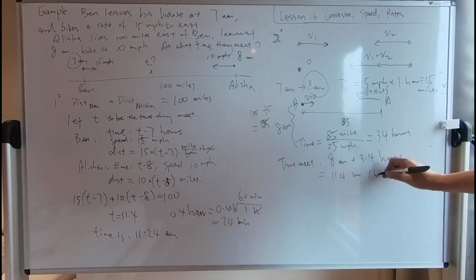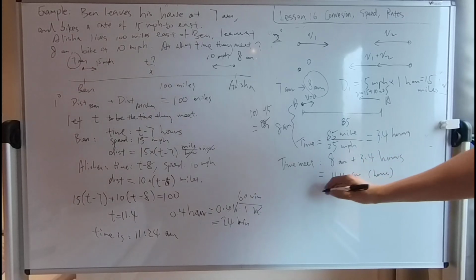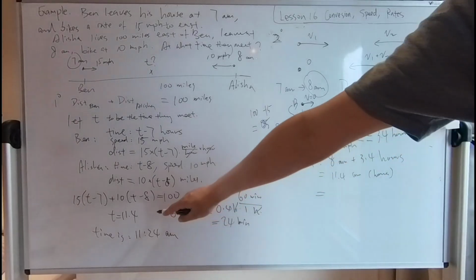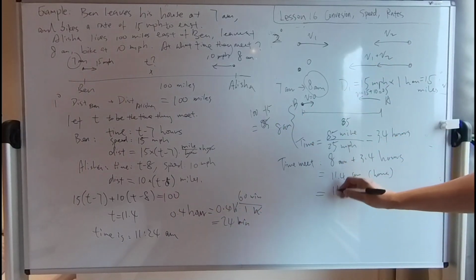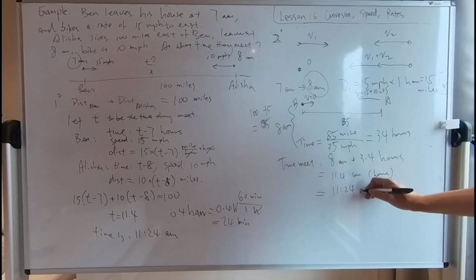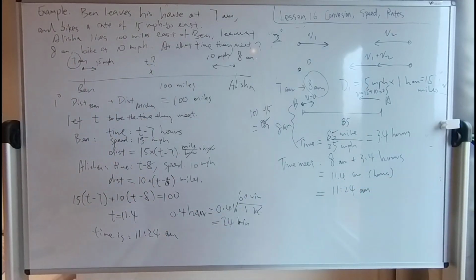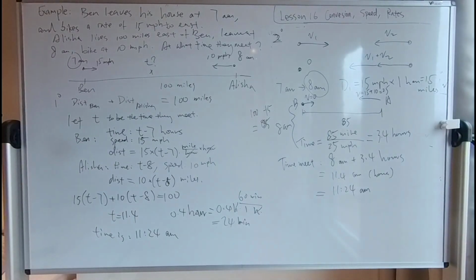Or hours. And we don't like this 0.4. Actually, you already see that we got the same results. So 0.4 hour is 24 minutes. So the time we meet is 11:24 a.m. So this is a different way to solve this type of question.